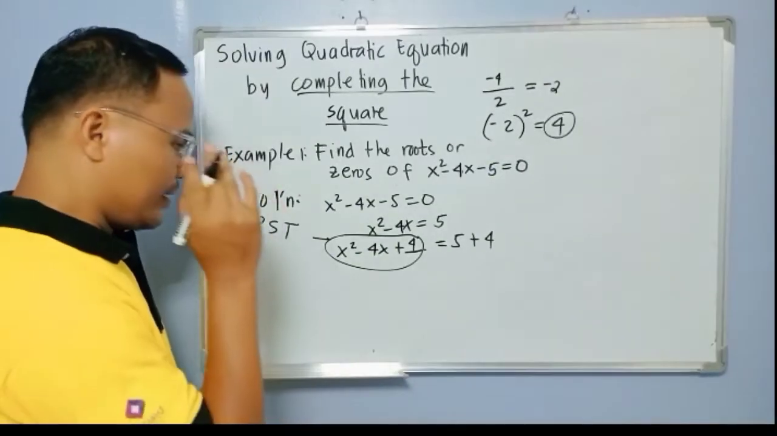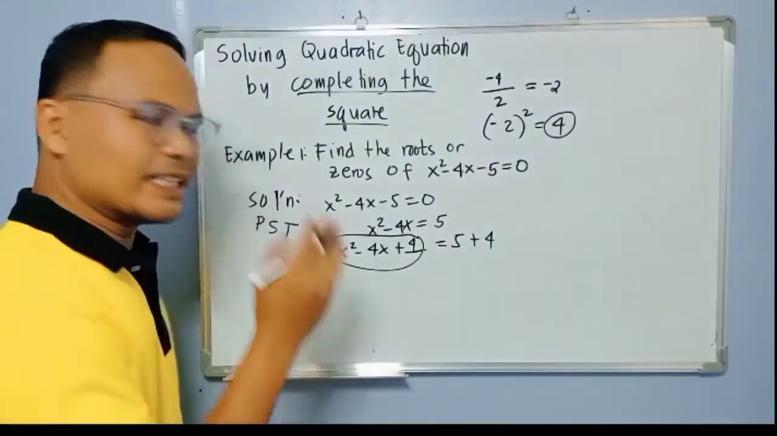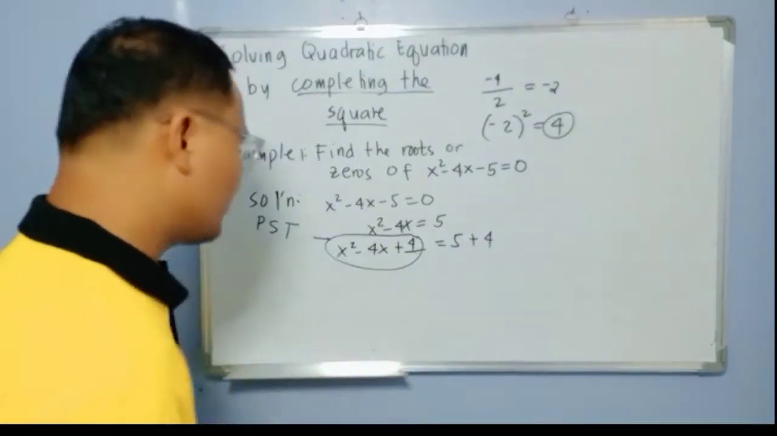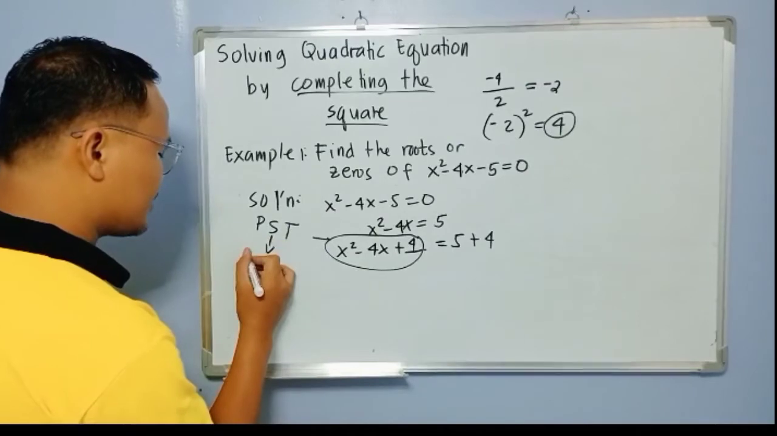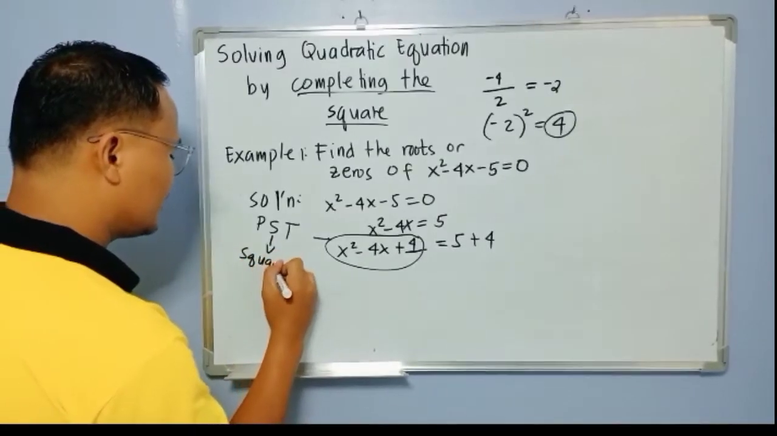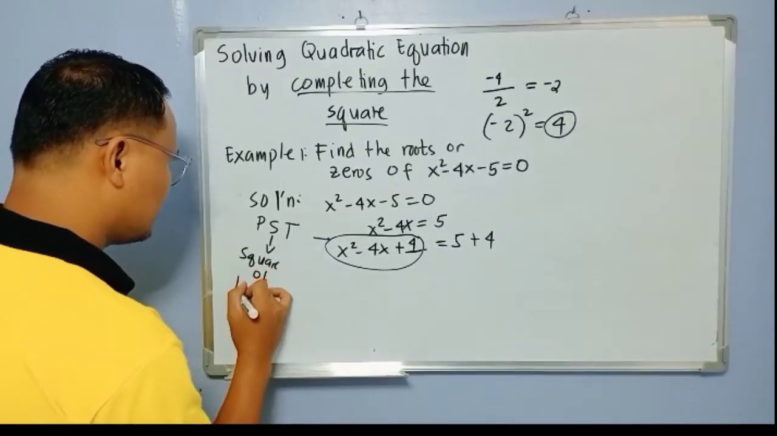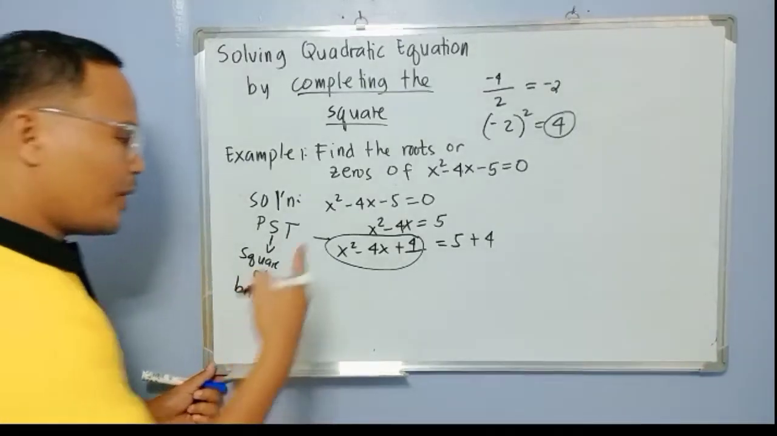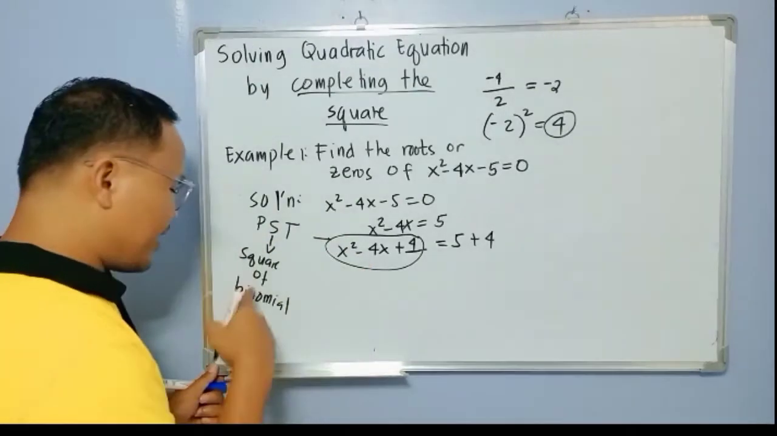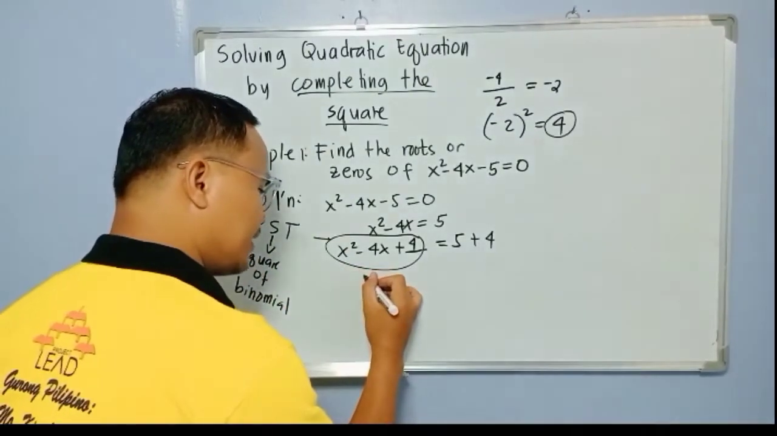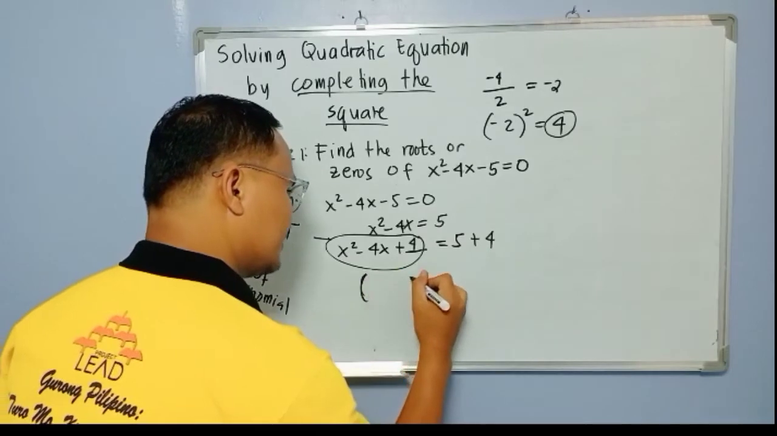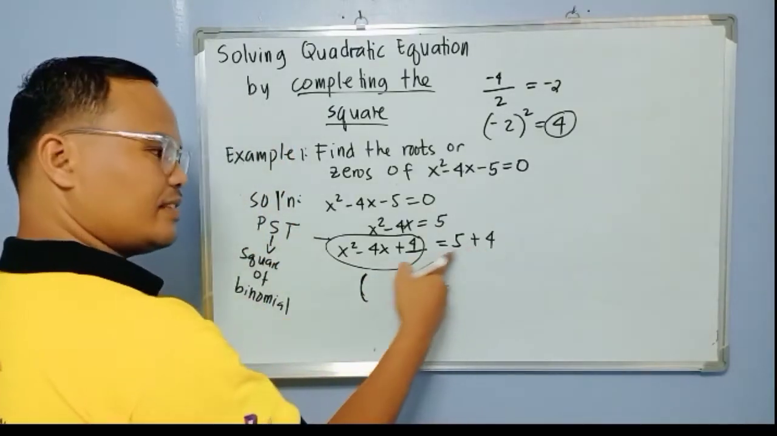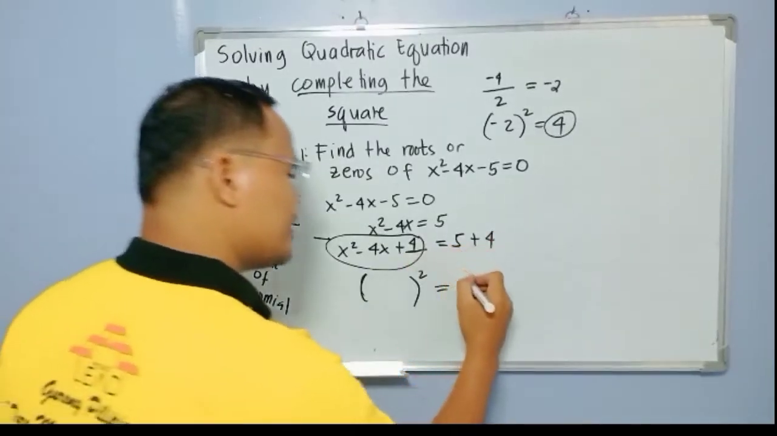Now, a perfect square trinomial can be expressed as a square of a binomial. How are we going to make this a square of a binomial? Create a parenthesis, then squared, equals, add the numbers here. We have 9.